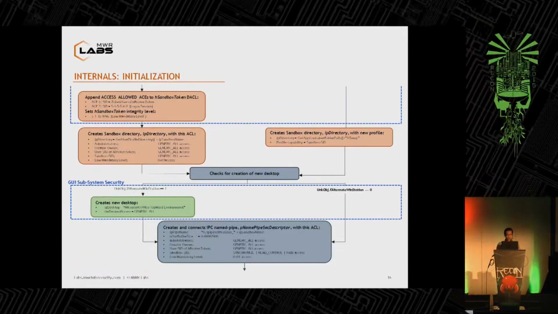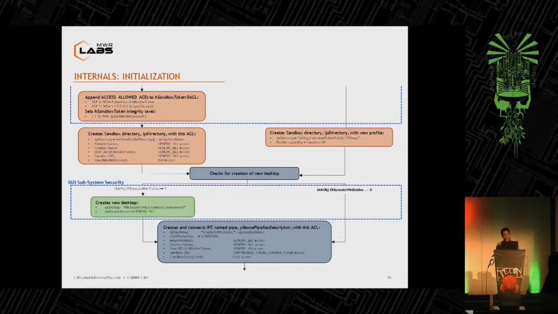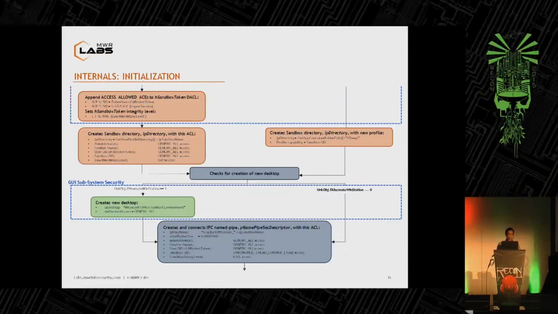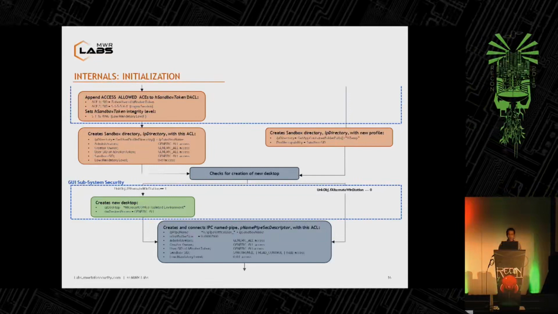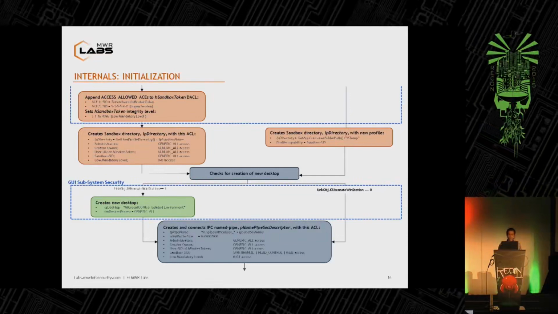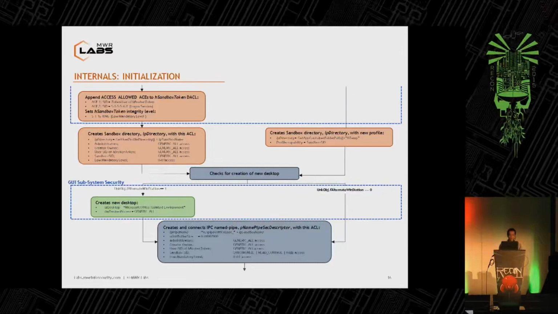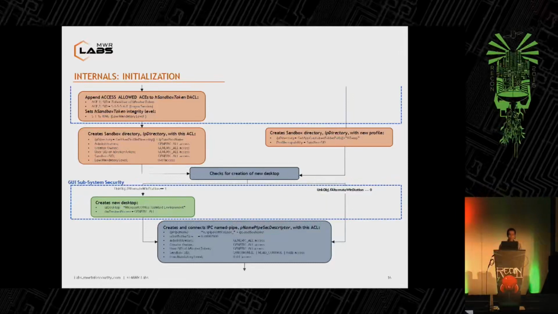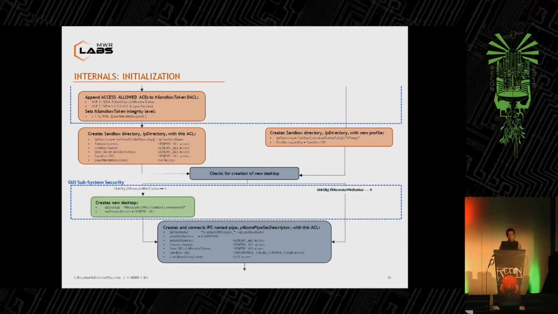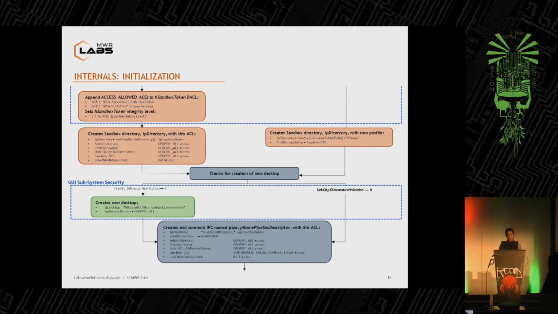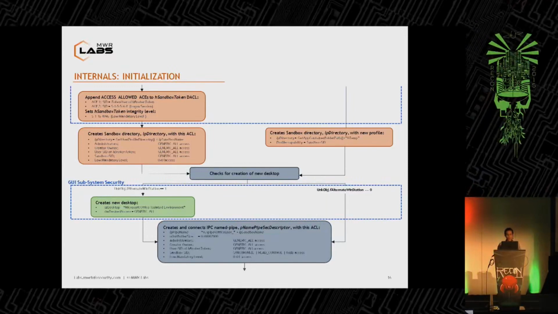And next, the broker creates the sandbox directory and grants the access. In the app container mode, the access is granted only to the sandbox seed, while in the other mode, the respective seeds are granted individually. The broker then creates an isolated desktop if needed to, but by default, this is not the case, and therefore, the process is created in the default desktop.